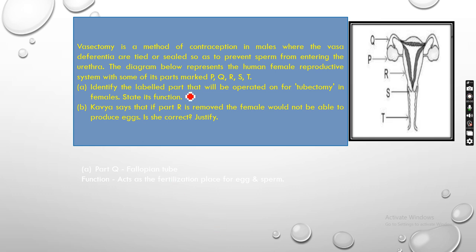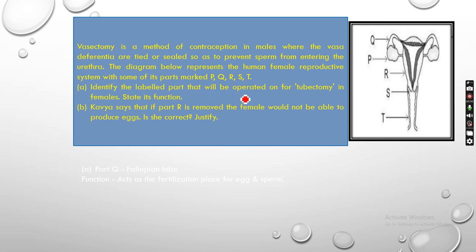Next one, again related to contraceptive methods. Vasectomy is a method of contraception in males where the vasa deferentia are tied or sealed so as to prevent sperm from entering the urethra. The diagram below represents the human female reproductive system with some of the parts marked PQRST. Okay, so this is the female reproductive system, marked as PQRST.